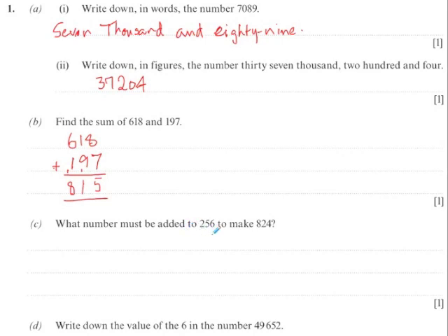What number must be added to 256 to make 824? So let's think about that. What that's saying is a number added to 256 makes 824. And the way you can find that out is by subtracting 256 from 824. So let's do that.